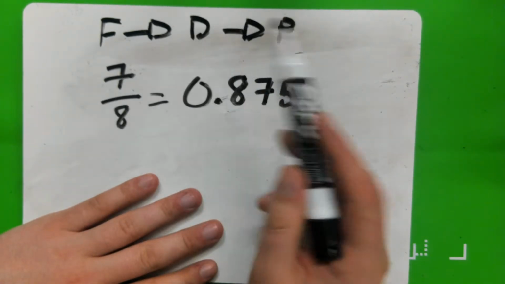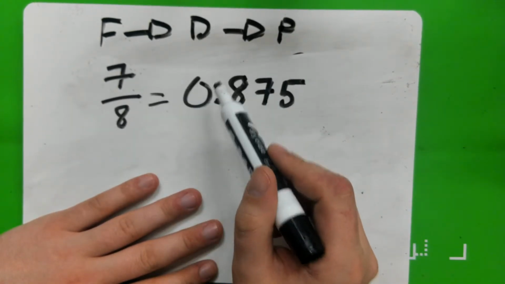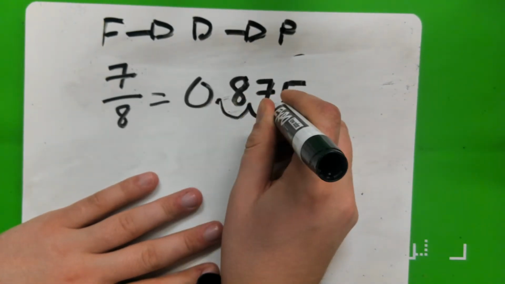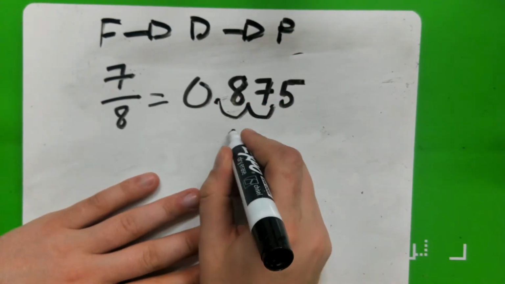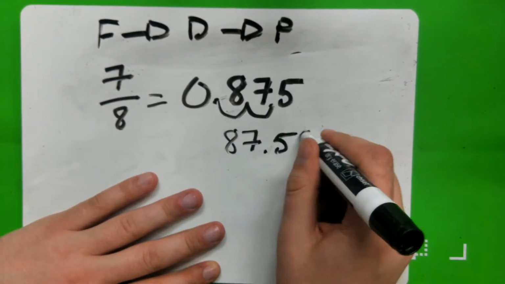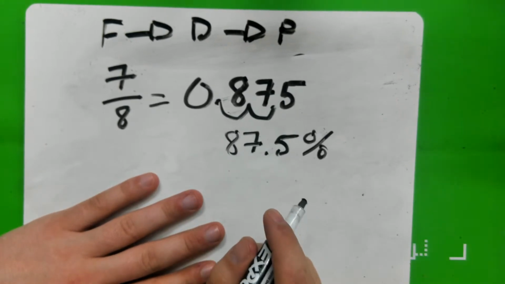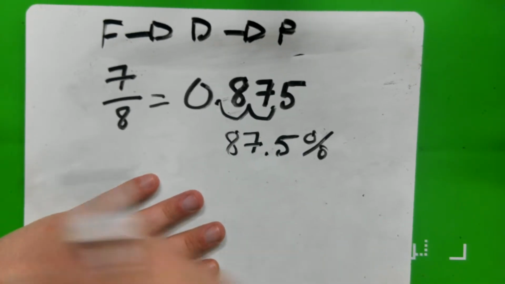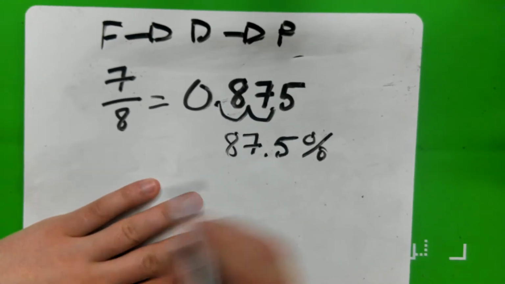So if I'm going from decimal to percentage, I want a bigger number. If I want a bigger number, I need to move it to the right. So I'm going to move it twice to the right, once, twice. So now my new number is 87.5, and that's a percentage, so 87.5%. So 7 over 8, if you got 7 over 8 on a test, you would have received 87.5%.